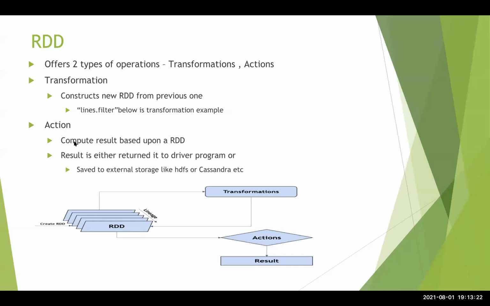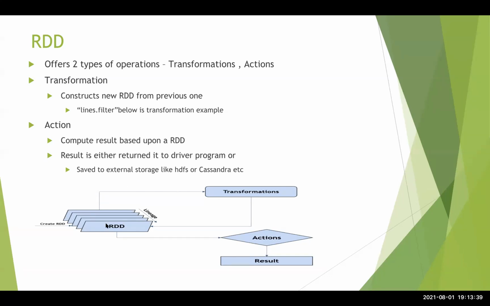An action computes a result based on an RDD. The result is either returned to the driver or saved to external storage like HDFS, Cassandra, an RDBMS, or whatever else you might have, S3 or blob storage. You can save to any of these.